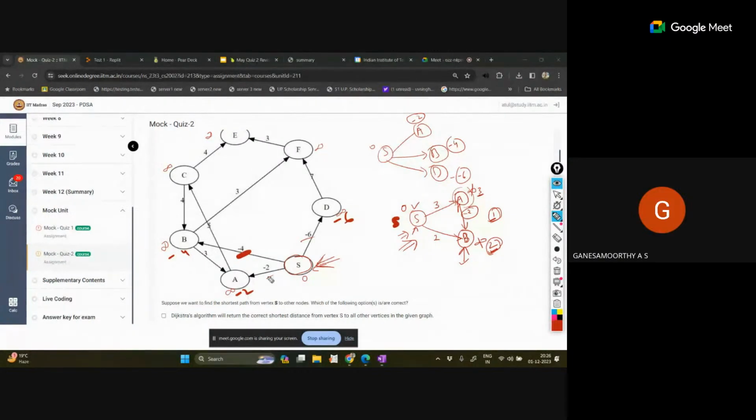But the final distance may be negative, no, sir? Final distance, yeah. S to D, you are getting -6. So this is the correct solution. In this case, you are getting -6. For every vertex, the result may be negative.